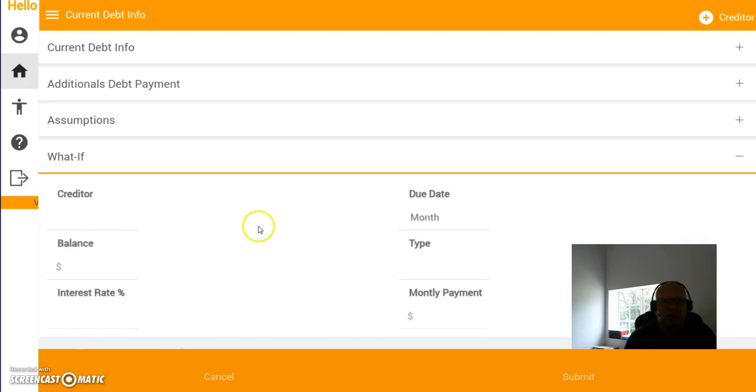Your what if scenario. So this would show you, you've already entered all your debt into the system. Let's say that you decided that you wanted a new vehicle, or you wanted to do some sort of a purchase, and you wanted to see how that was going to affect your payoff for you getting out of debt. You would just enter all those amounts and you would apply that.